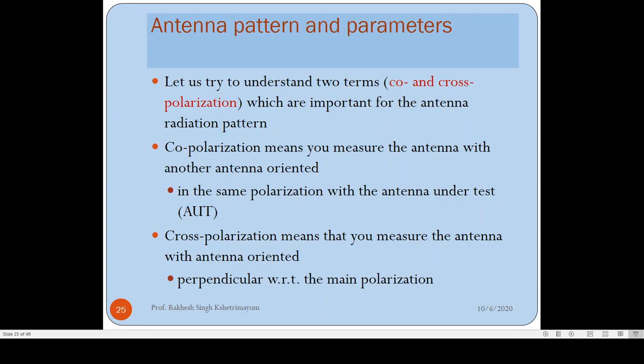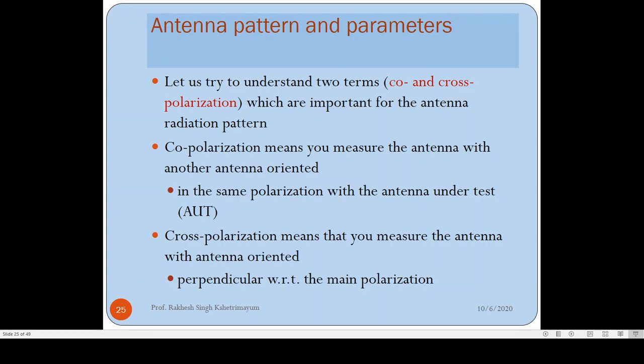Copolarization means you measure the antenna with another antenna in the same polarization as the antenna under test. So you will have two antennas. One is the transmitting antenna, one is the receiving antenna. Usually the transmitting antenna is not the one for which you want to measure the radiation pattern. The receiving antenna is usually the antenna for which you want to measure the pattern. So if you make the measurement keeping the polarization of the transmitting antenna and receiving antenna the same, then the measurement you get is called copolarization.